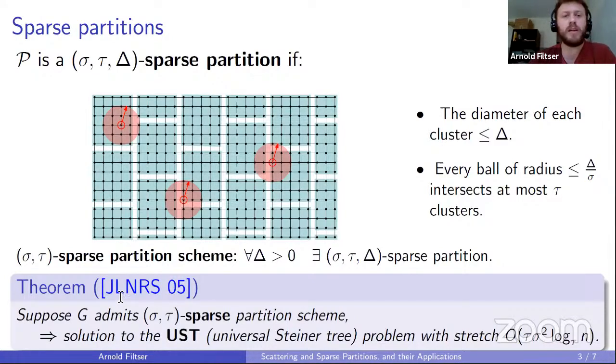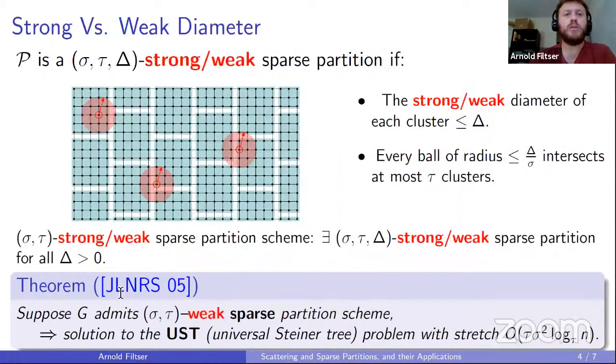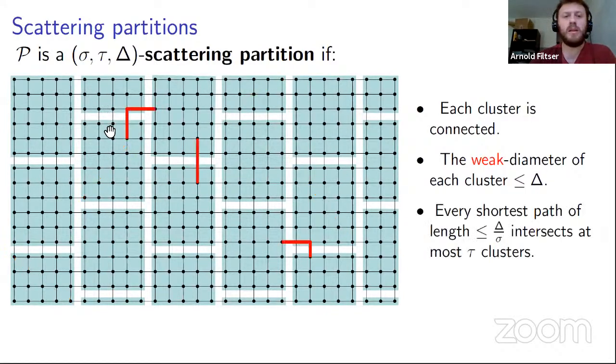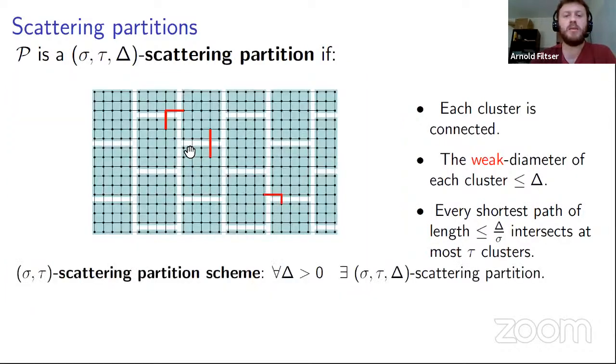So in this paper, we defined quite similar partitions, which we called scattering partitions. And here it's essentially the same, where instead of balls, we care about shortest paths. We want that every shortest path of length at most delta over sigma will intersect at most tau clusters. Like here, this path intersects 3 clusters, this one 2, and so on. And you get a partition scheme if you can do it for every diameter parameter delta.